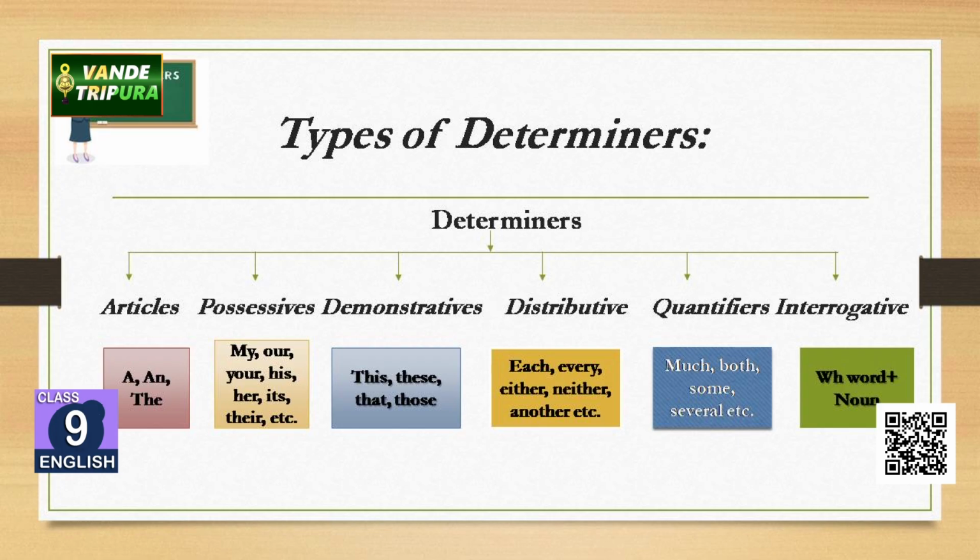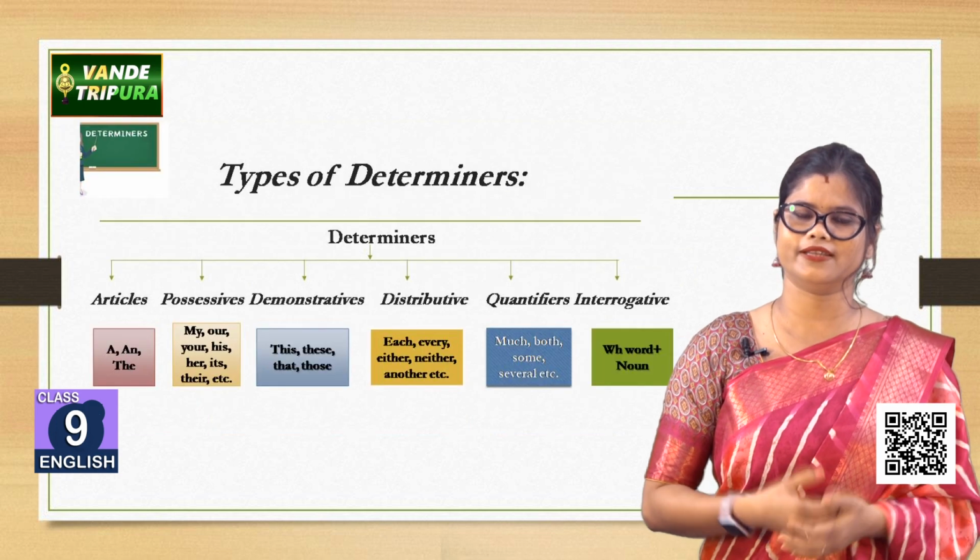Now there are many types of determiners, specially 6 types of determiners. So what are these? Articles, possessives, demonstratives, distributives, quantifiers and interrogative. So আমি যদি একটু শর্টলি দেখে নিই, what are the articles? আমরা জানি যে a and the, in the beginning of my class also I mentioned that a and the, these are the articles. So possessives: my, our, your, his, her, its, their, these are the possessive.